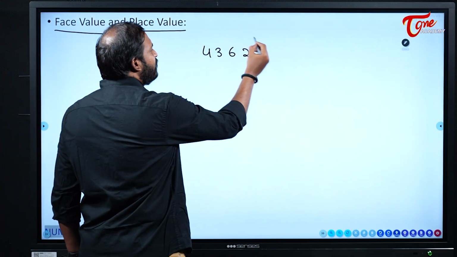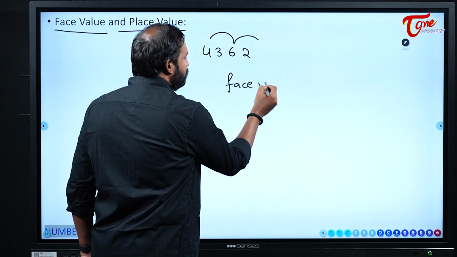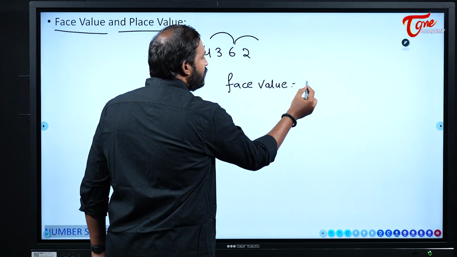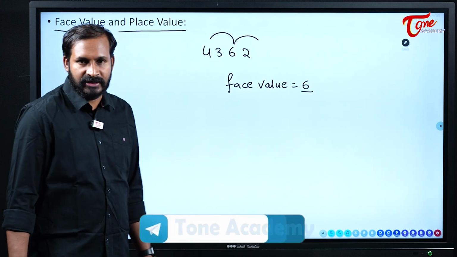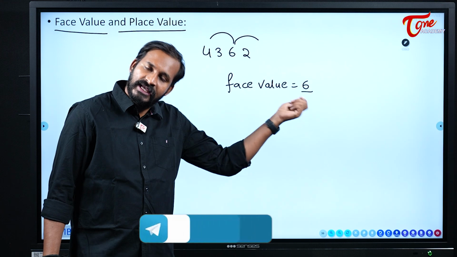Now, what is meant by face value and place value? Face value means nothing but the number itself. Whatever the value of the digit is, it stays the same. So the face value of digit 6 is 6 itself.